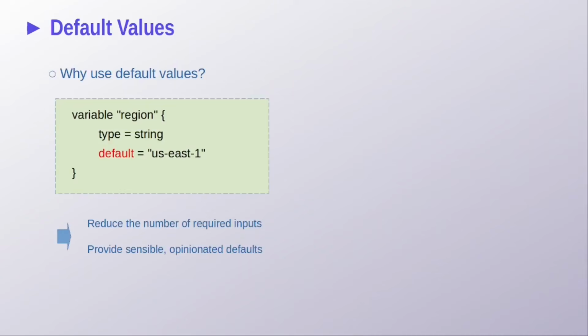Default value. Sometimes we want sensible defaults. This means if the user does nothing, the default is used. If the user overrides, Terraform uses the new value. Defaults help reduce required input, standardize environments, and improve user experience. But remember, defaults are optional. Do not overuse them.